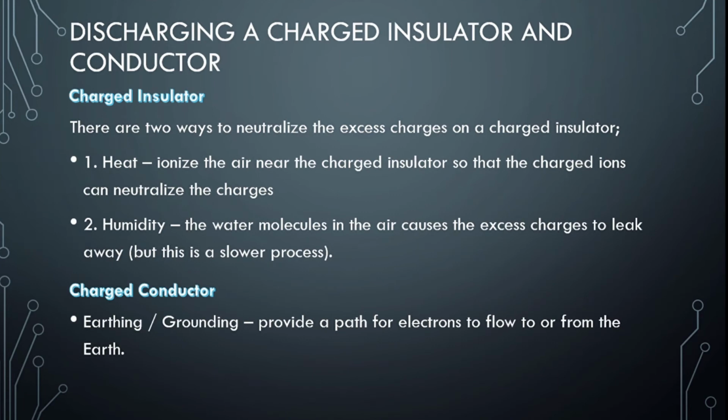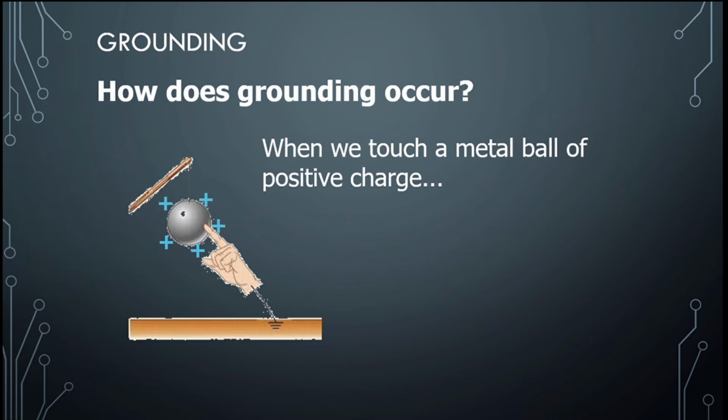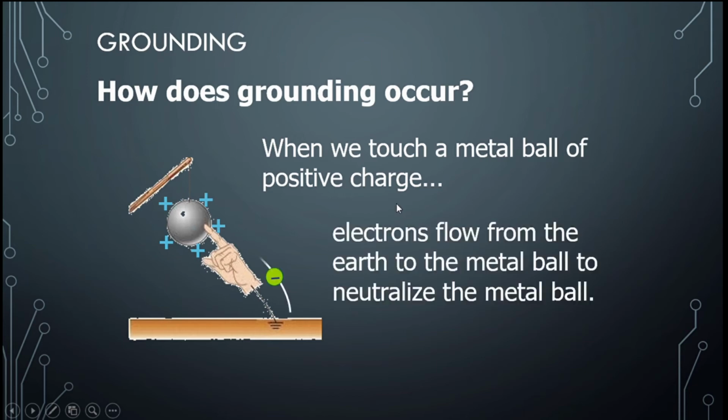Discharging a charged conductor. You can discharge a conductor by earthing or grounding. In this way, you can use your own hand. How does grounding occur? When we touch a metal ball of positive charge, electrons flow from the earth to the metal ball to neutralize the metal ball. Metal ball becomes neutral.